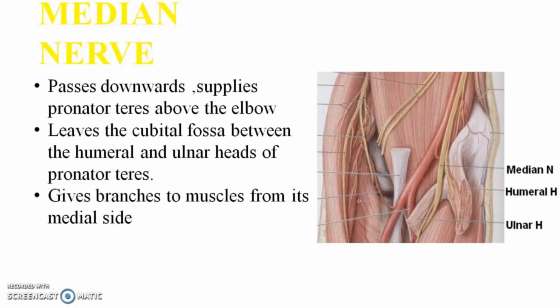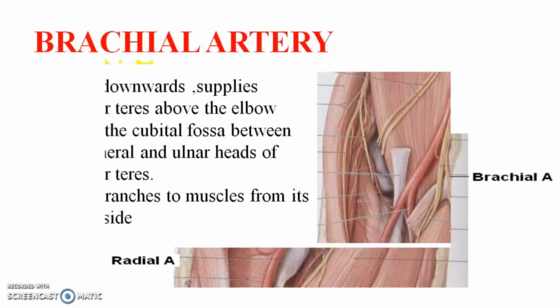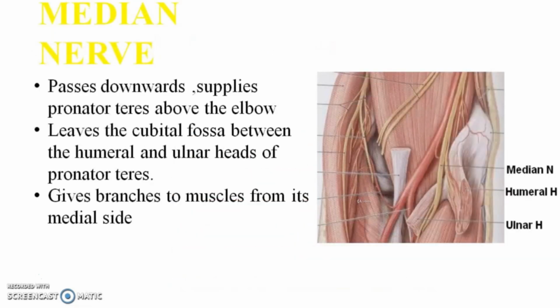So about the median nerve, these are the three things you have to remember. First thing, it is going to pass downwards and it is going to supply the pronator teres muscle. Later, it is going to come out from the cubital fossa by passing between the humeral and ulnar head of pronator teres, and after coming out, from the medial side of this median nerve, we will be having many branches which are going to supply the anterior compartment of forearm muscles.